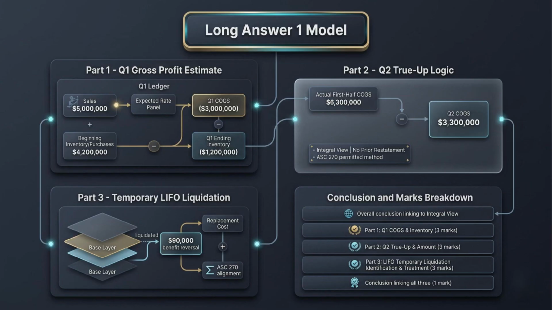After subtracting Q1 cost of goods sold of $3 million, Q2 cost of goods sold before other adjustments is $3,300,000. The temporary LIFO benefit of $90,000 should not inflate Q1 profit because replacement is expected by year end. So the expected replacement cost effect is included in interim cost of sales.